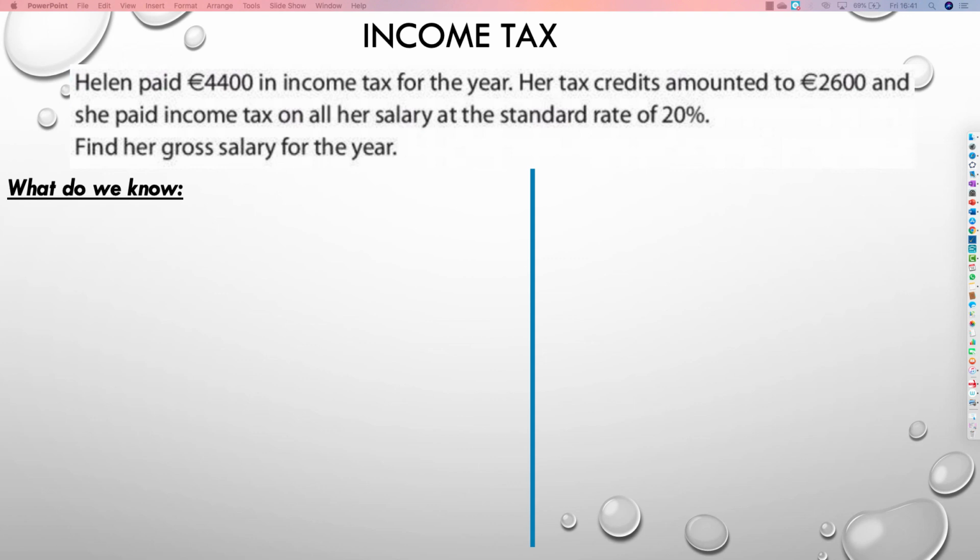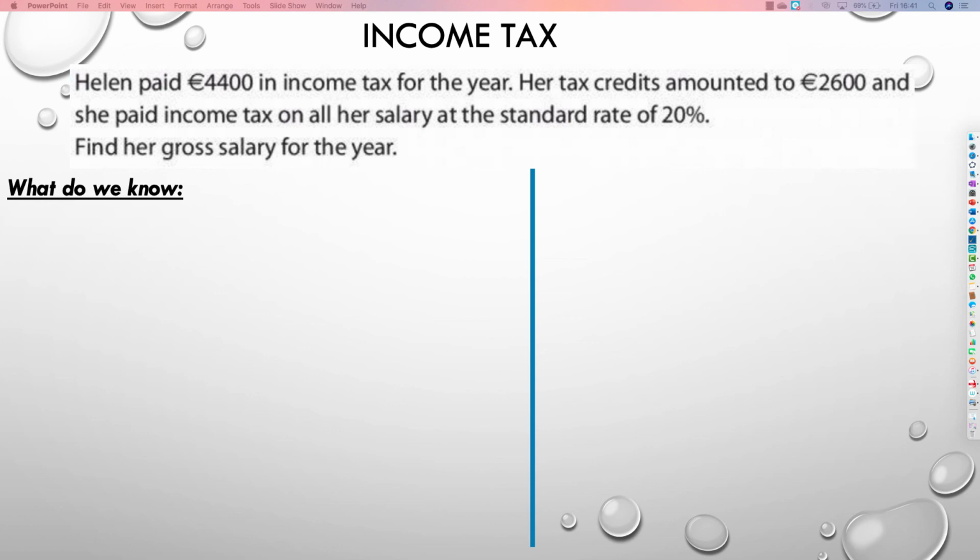So you added 4,400 as your income tax. Your added tax credit is 2,600. You got 7,000. What's that figure called? Added the income tax and the tax credit. So what is that figure called?